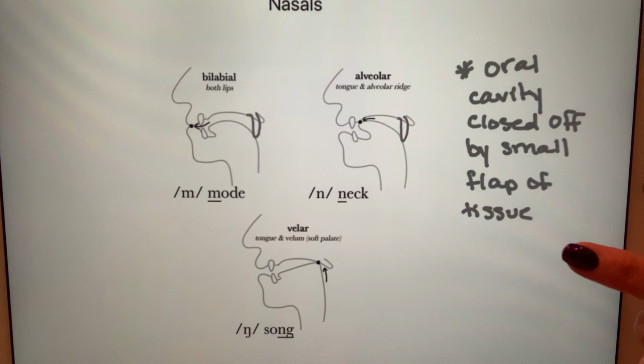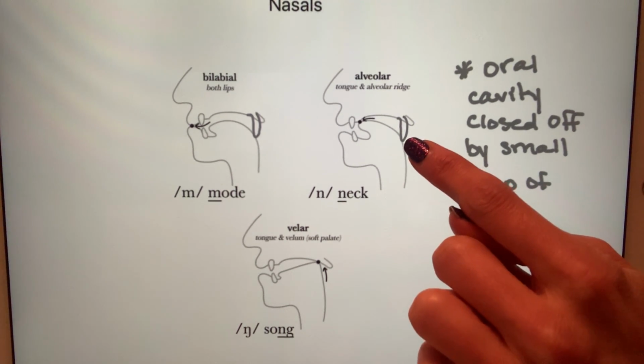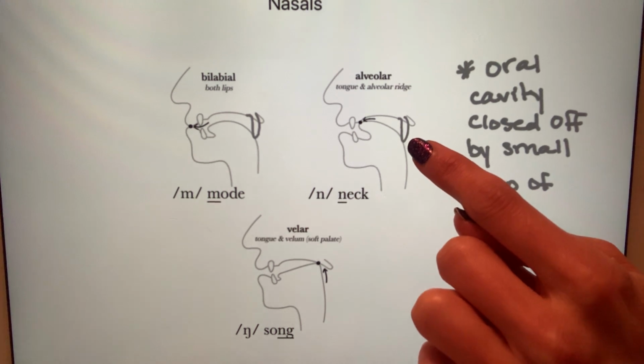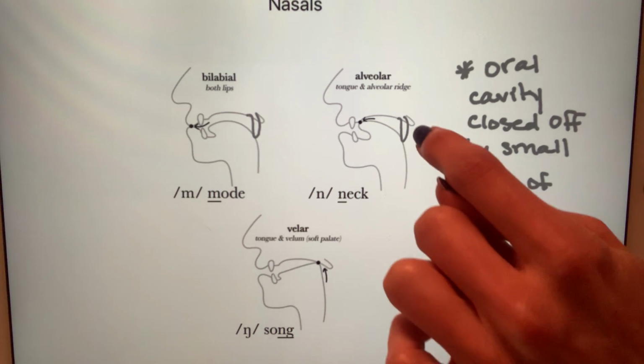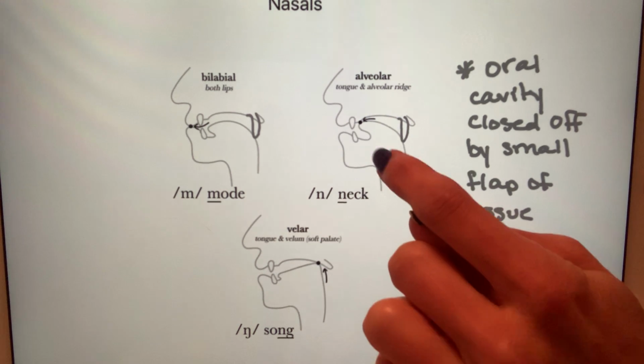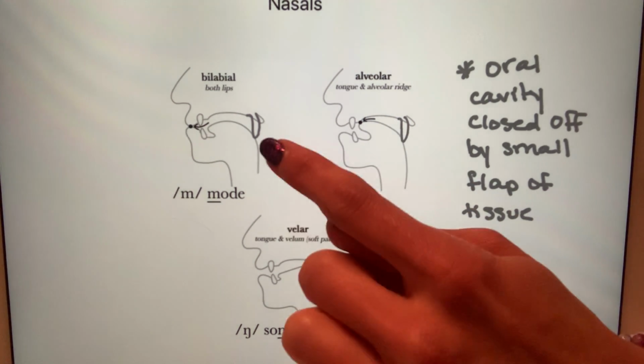Moving forward, I drew in this little VP port here because the picture was not actually accurate. You notice that this little flap of skin comes down and the airflow comes up through here and then out through the nose. But the tongue position still matters, and that's demonstrated in each one of these pictures.